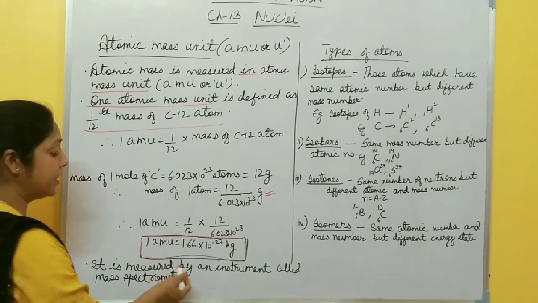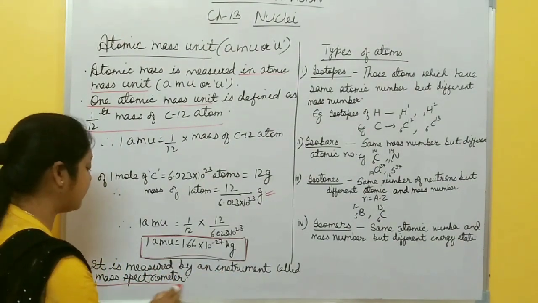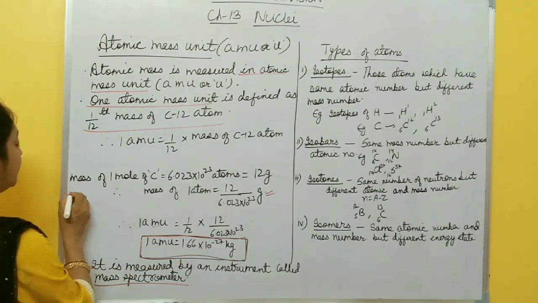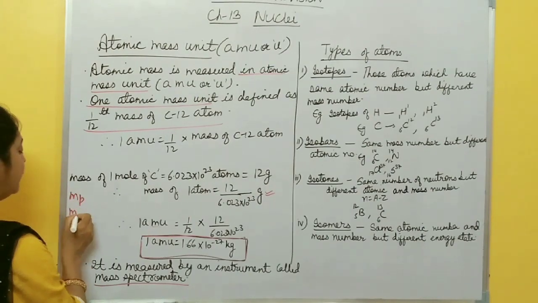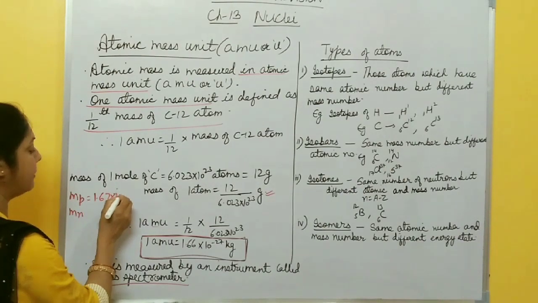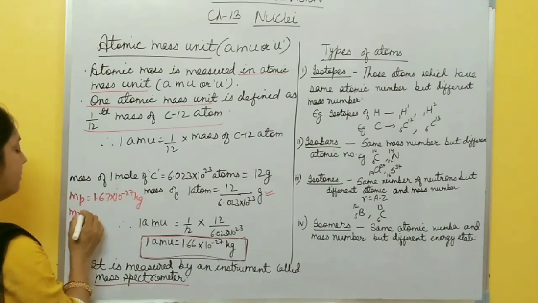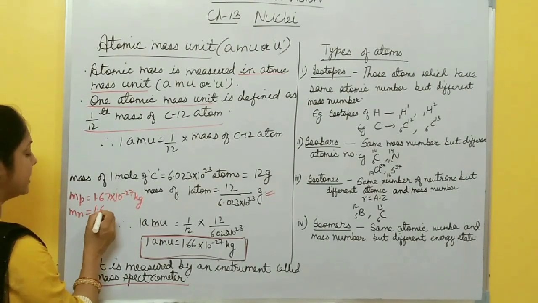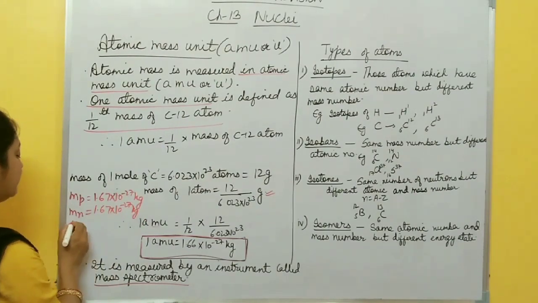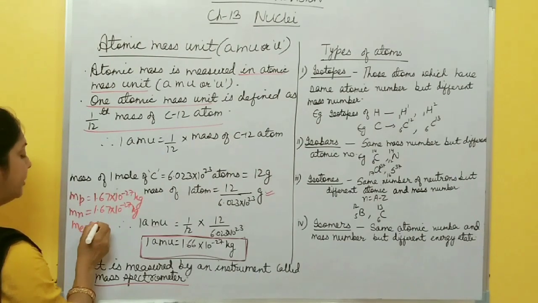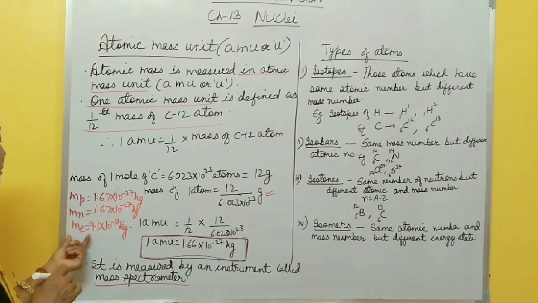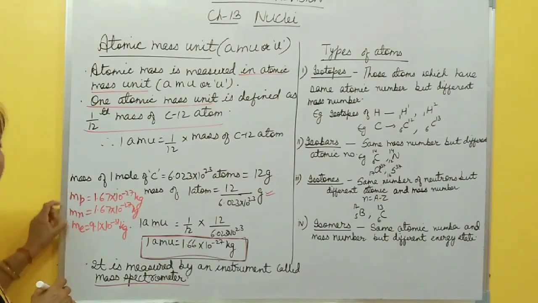This atomic mass is measured by an instrument called a mass spectrometer. Now the mass of proton and the mass of neutron: mass of proton is 1.67 into 10 to the power minus 27 kg. Mass of neutron is also 1.67 into 10 to the power minus 27 kg. And the mass of electron is 9.1 into 10 to the power minus 31 kg, also very small as compared to proton and neutron.